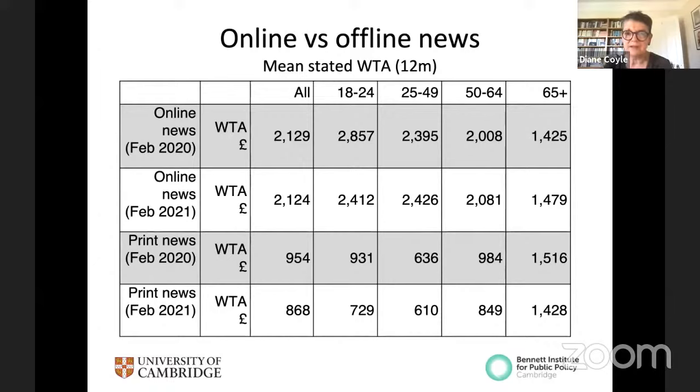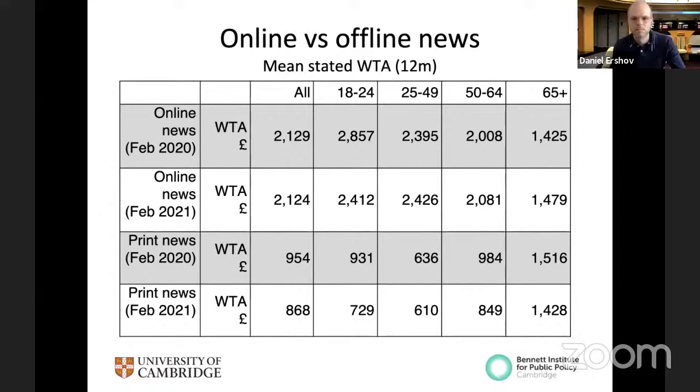And that's for online. And there's some decline for the young age group and some increase for the older age groups. Printed news is the bottom two lines over that same period. And that's both significantly lower than for online news in any case, and also has big declines in the stated willingness to accept across the board. So it's quite interesting to think about what's going on here.